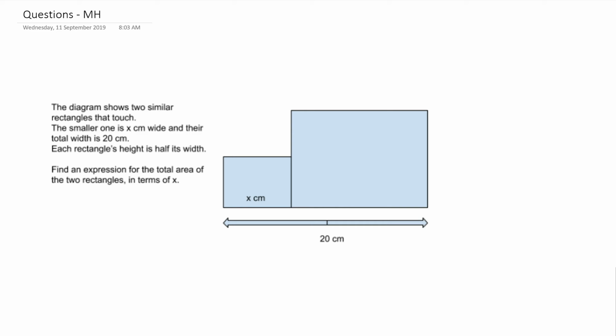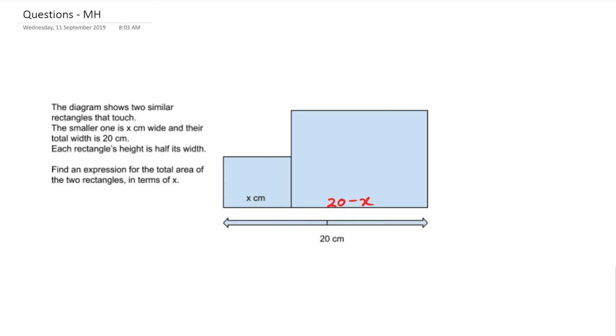So here we go. What we've got here is two similar rectangles. We also have a smaller rectangle that is x centimeters wide, and then the total width is 20 minus x. So the first thing I can do is for the big rectangle, I can write that the base is going to be 20 minus x, because if 20 is the whole length, then 20 minus x is going to be the big rectangle's base.